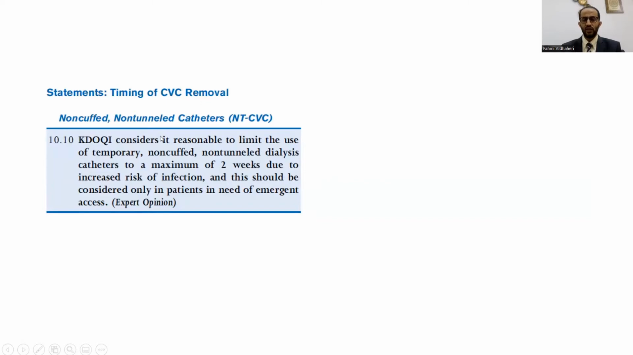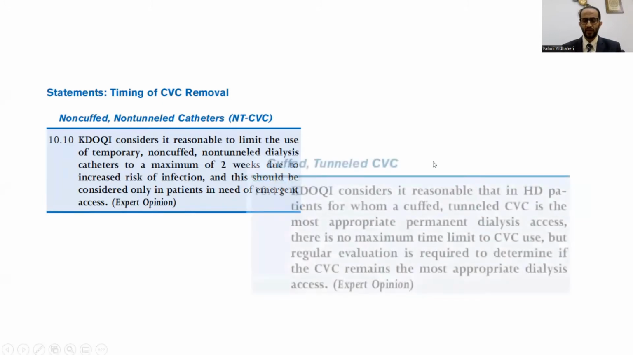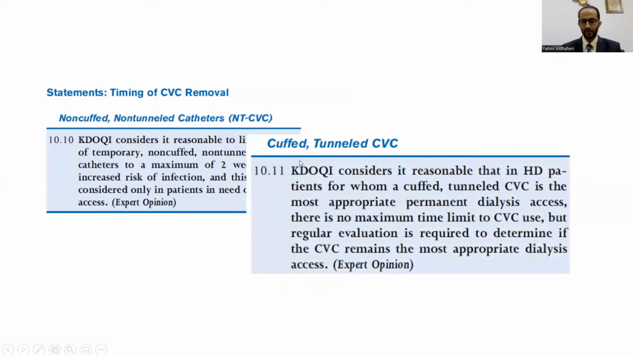This is when it is recommended to remove the catheter. For non-tunneled catheters, it's recommended to keep the catheter for a maximum of 2 weeks because after that, the risk of infection will be higher. And the tunneled cuffed catheter should be removed as soon as possible unless the patient needs it. For example, if this patient has multi-access failure and this is the only access for the patient, then we keep it. Otherwise, we should refer the patient for access creation, either AV fistula or AV graft.